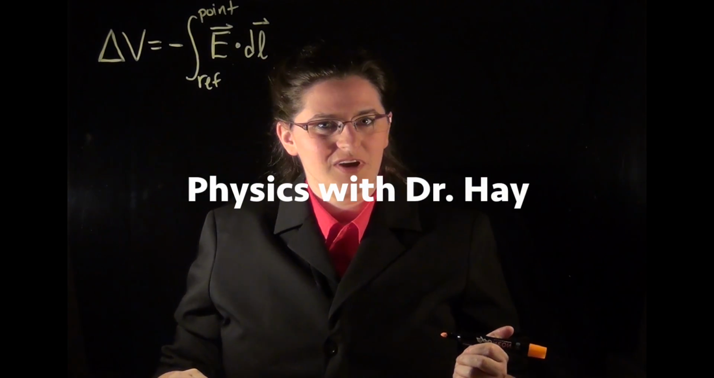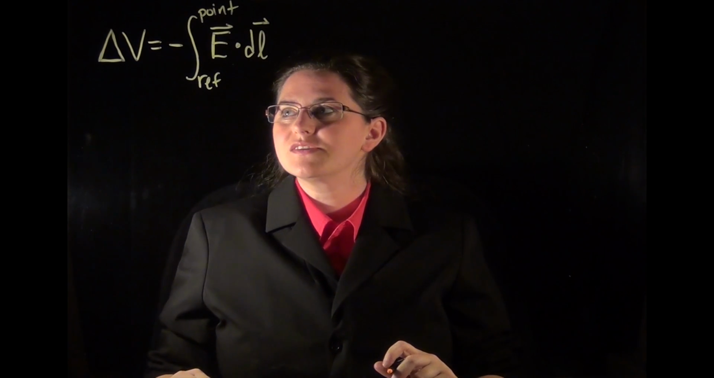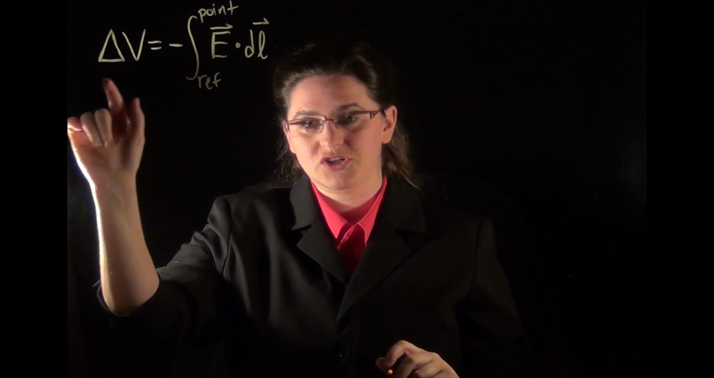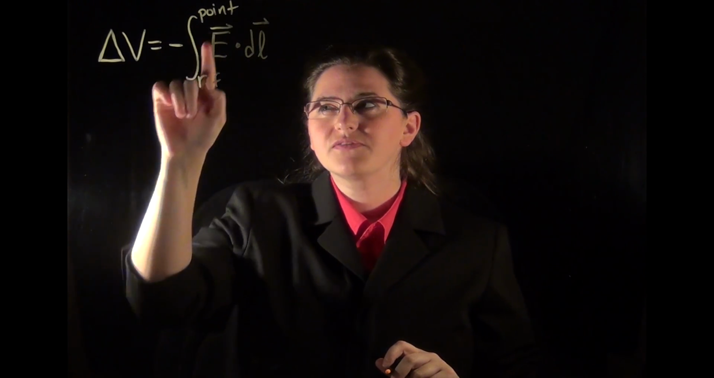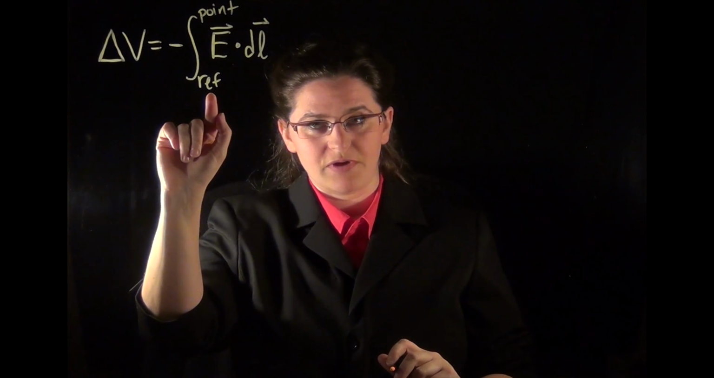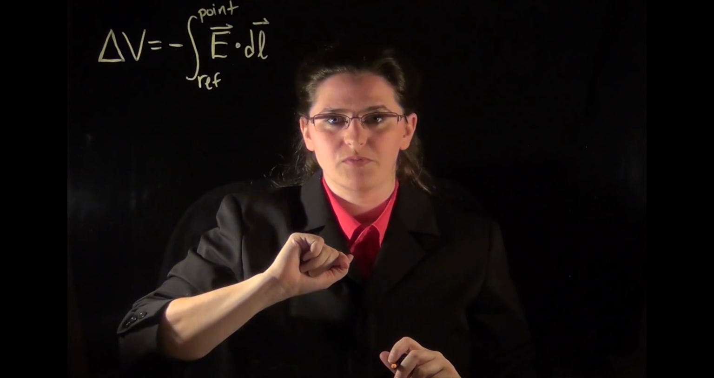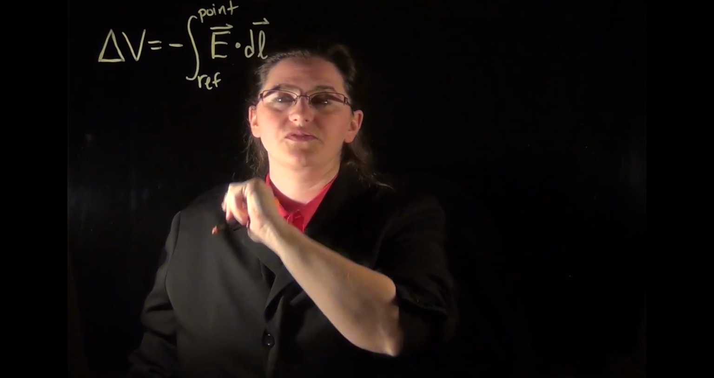Hi, in this video, I'll discuss electric potential due to a point charge. So here's our definition of electric potential. This is V, so change in V equals the negative integral from some reference point, which is an arbitrary reference point, to the point where we want to find V. And this is the electric field E.